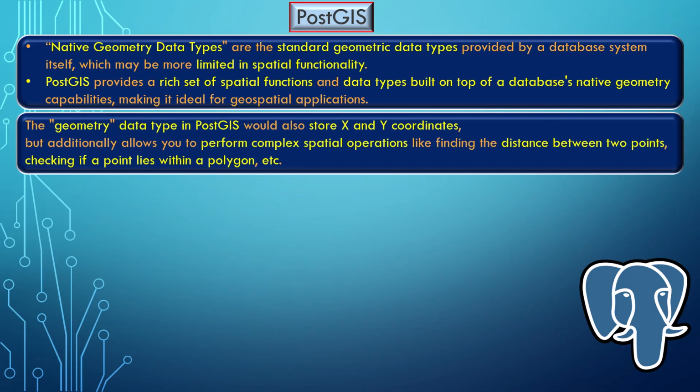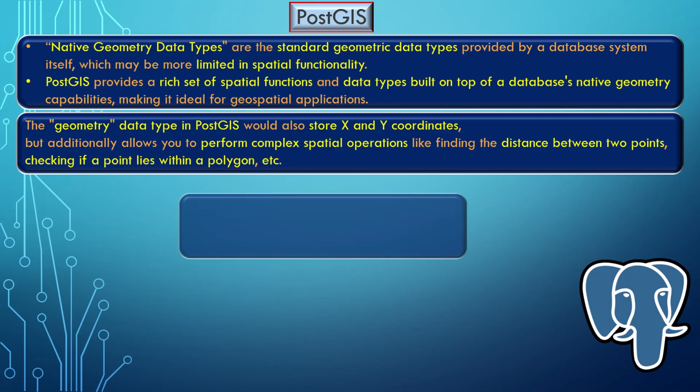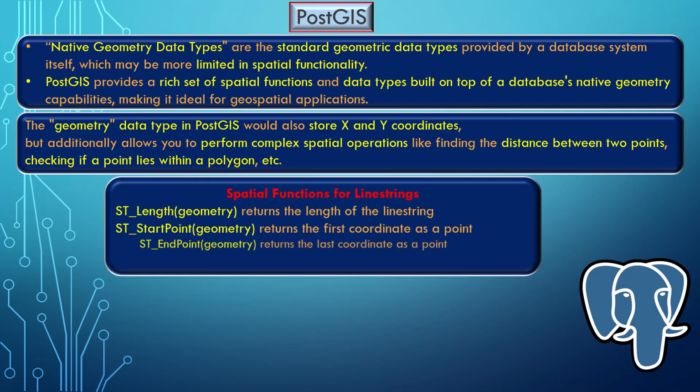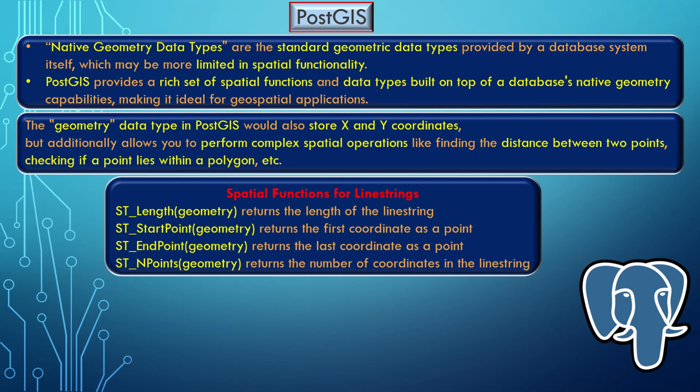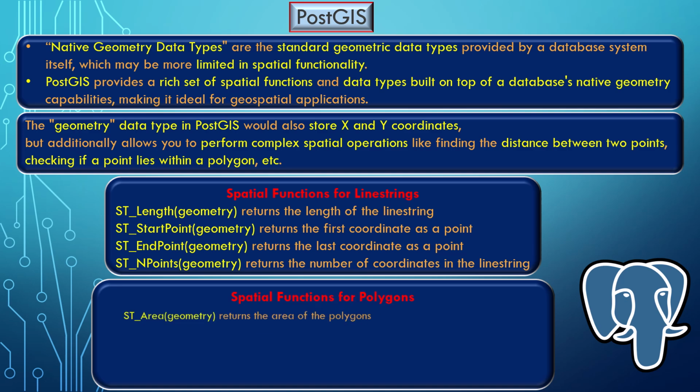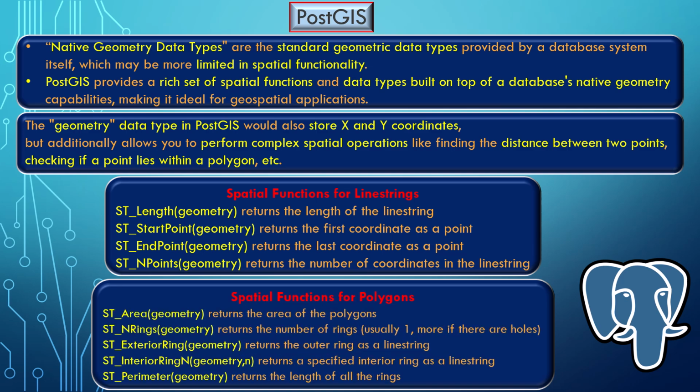The geometry data type in PostGIS would also store X and Y coordinates, but additionally allows you to perform complex spatial operations like finding the distance between 2 points and checking if a point lies within a polygon. Here are some examples of spatial functions that are available for line strings and spatial functions that are available for polygons.